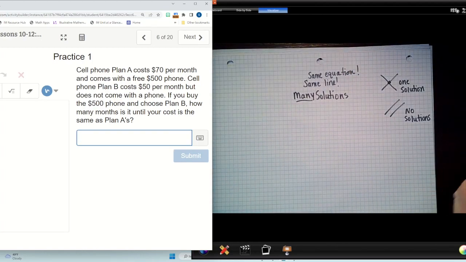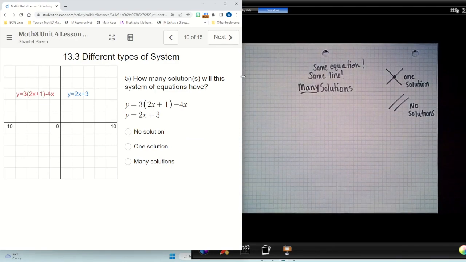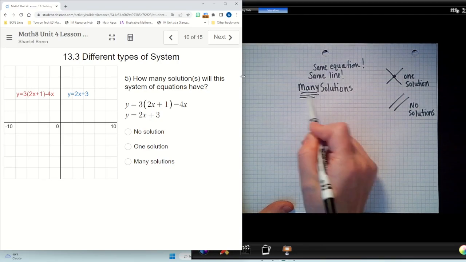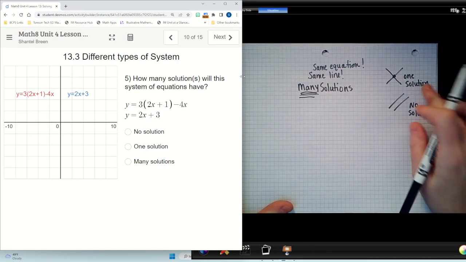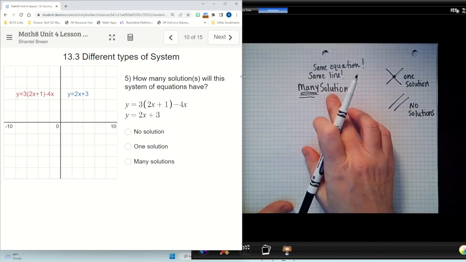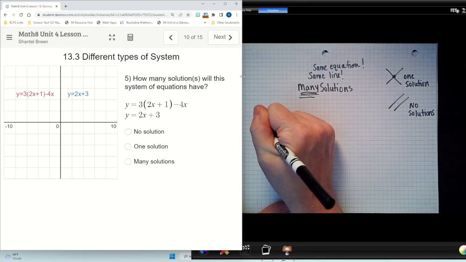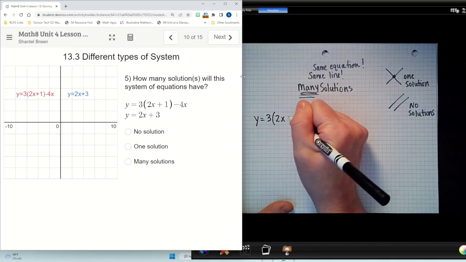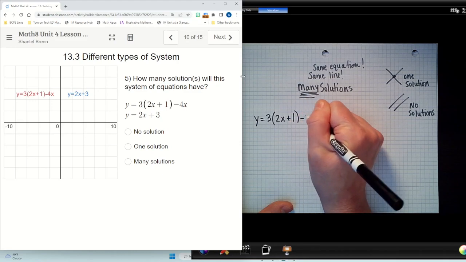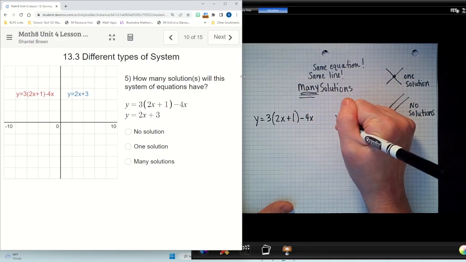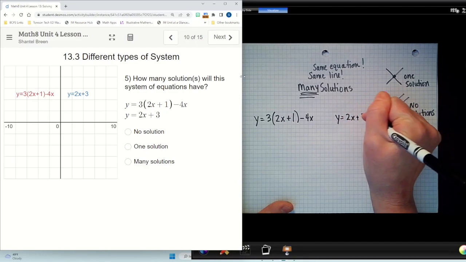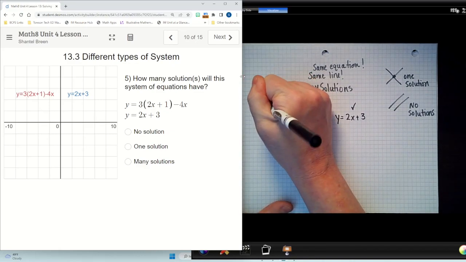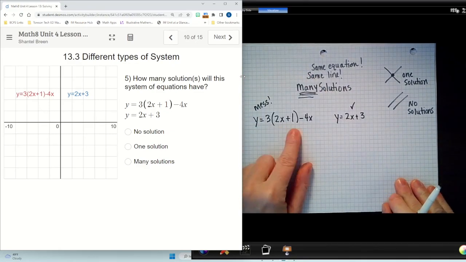Okay, so how do I know if something's the same? These two equations look different, but they're actually the same. So if they are the same, we would have many solutions. So one solution, no solutions, many solutions. So I have y equals 3 times (2x plus 1) minus 4x. And then I have this equation. Now this equation is good, right? This is in simplest form. This is a mess. Okay, so we're going to fix this.